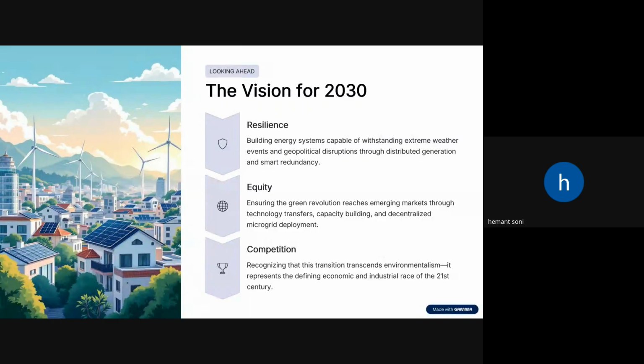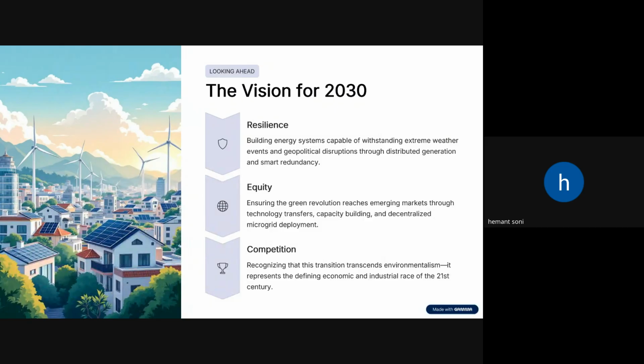Looking ahead, the vision for 2030 is resilience. Again, the circular economy facilitates this resilience by building energy systems capable of withstanding extreme weather events and geopolitical disruptions through distributed generation and smart redundancy.